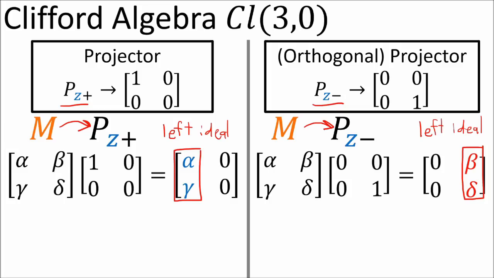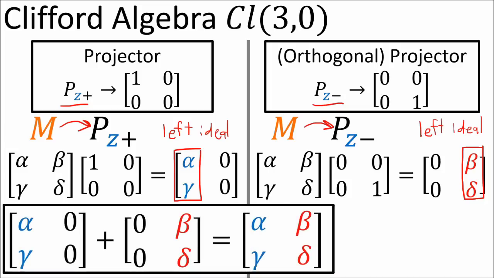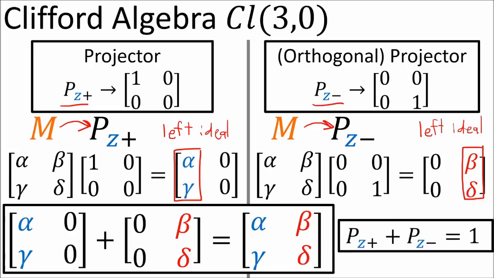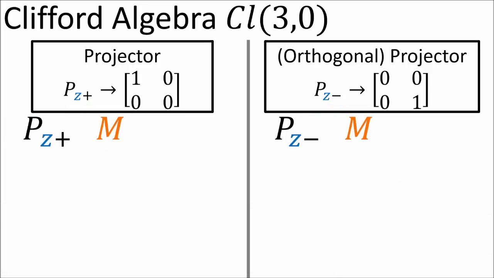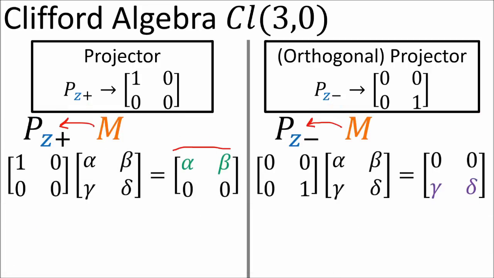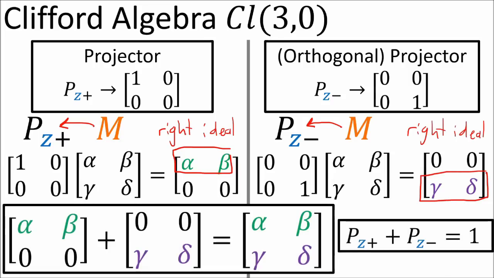If we take the two projected ideals and add them back together, we get the entire original space of 2x2 matrices. This is again related to the fact that pz plus and pz minus add together to give 1. If we act on these projectors from the right instead, we get the top row ideal and bottom row ideal instead, which are right ideals.